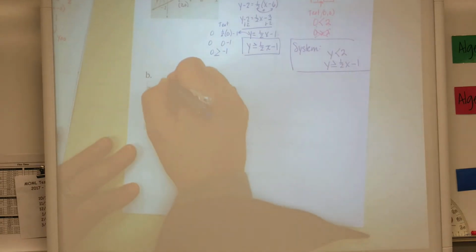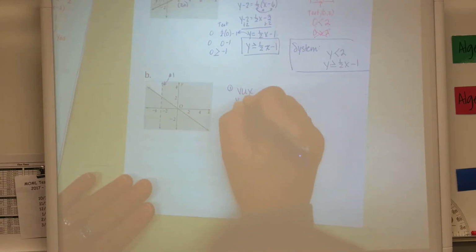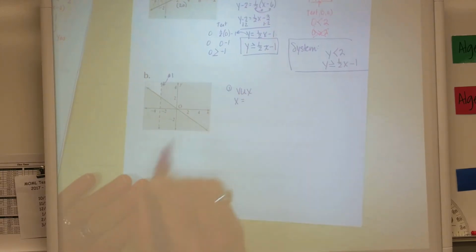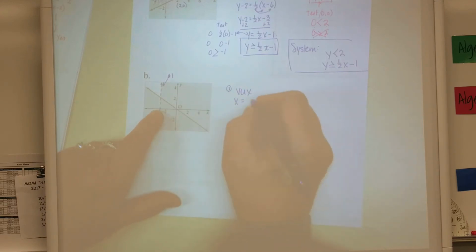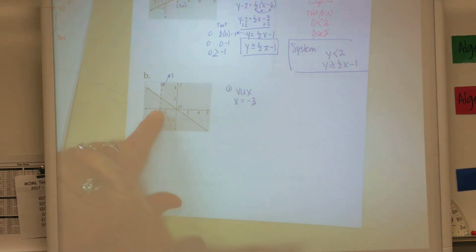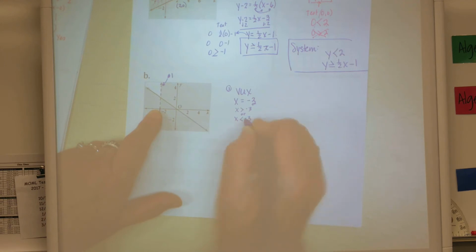On this one, I'm going to do this equation first, and that's my vertical line. If it's a vertical line, that's x equals, because vertical is x, and it looks like it goes through -3. So the line is x equals -3. I need to decide whether it is x greater than -3 or x less than -3, and it's a dotted line. It's going to be one of those two.